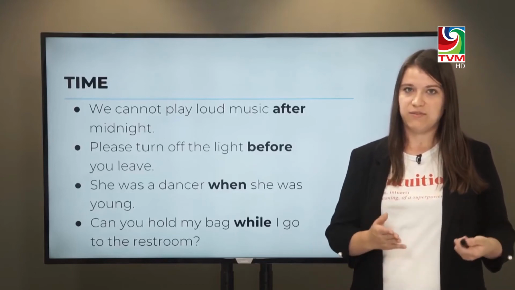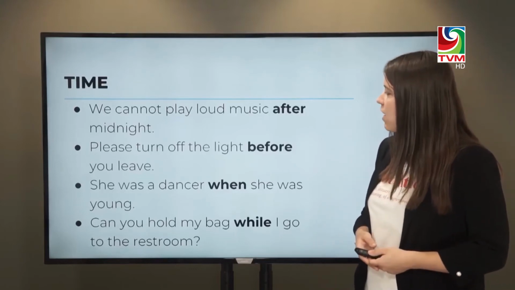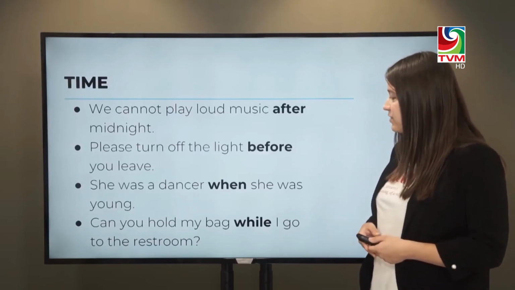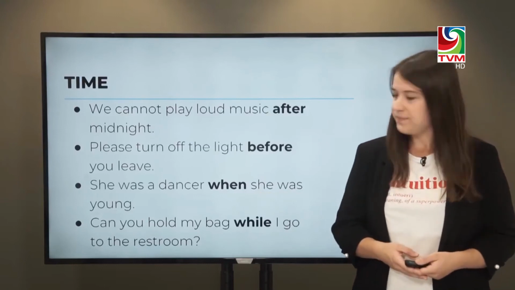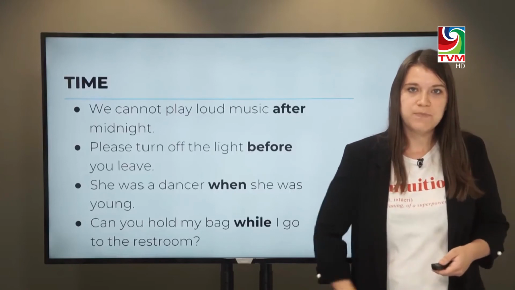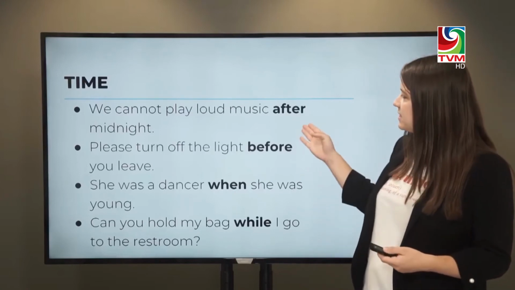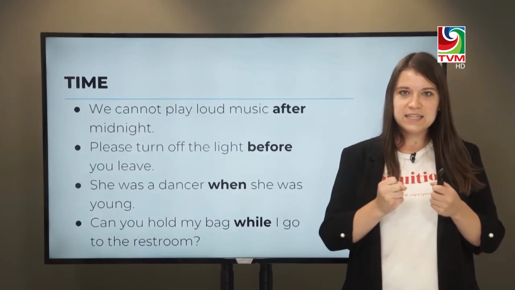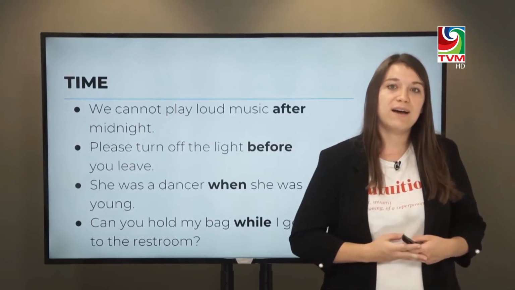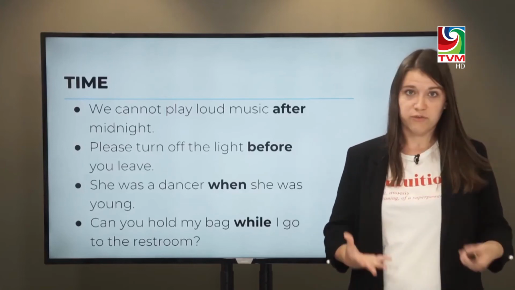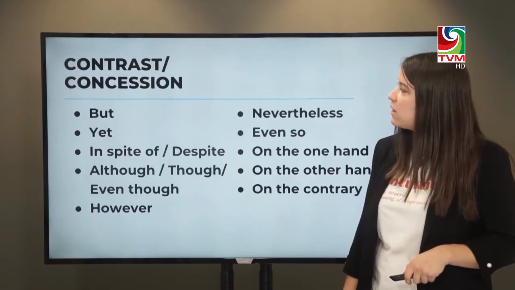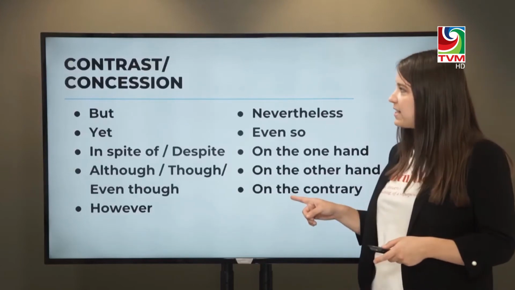Okay, so this is specifying a time. Please turn off the light before you leave. She was a dancer when she was young. Can you hold my bag while I go to the restroom? So here, as you can see, the sentence connectors connect these two parts of the sentence. So they are key to the meaning of the sentence and to the flow of the sentence as well. Okay, so we've looked at connectors of time. Now let's look at connectors of contrast and concession.